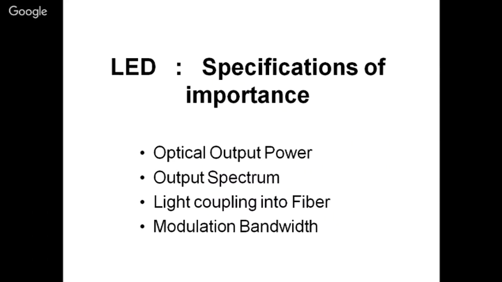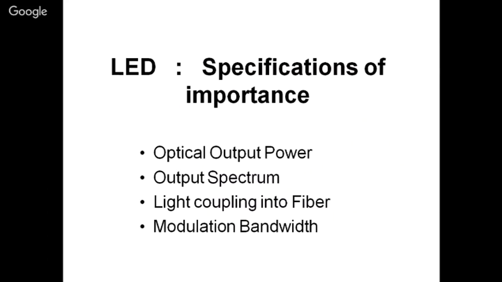Then light coupling into fiber. As I said, even if you are getting 3 milliwatts, you are able to couple only 10 to 20 microwatts into this. So this will also be given in the specification, how much you will be able to couple into a multimode fiber. And remember, the multimode fiber core is either 50 microns or 62.5 microns or 80 microns at the most. So in a 50 micron fiber, you will be able to couple 10 to 20 microwatts. But these are the important specifications, plus modulation bandwidth: how variation of current will respond to the signal.